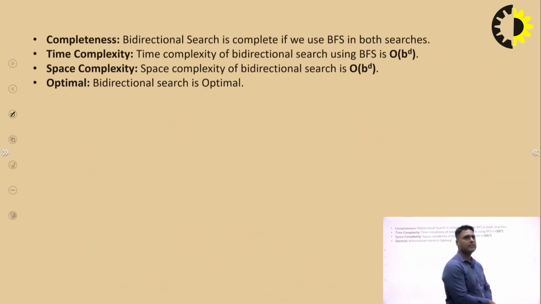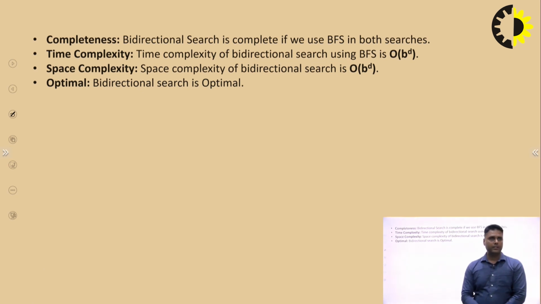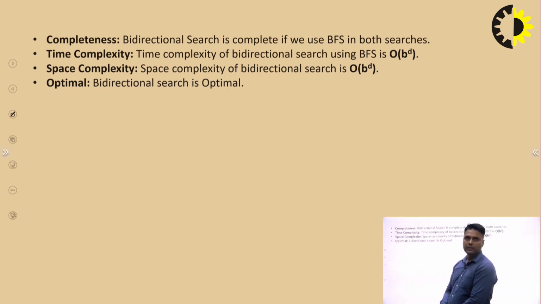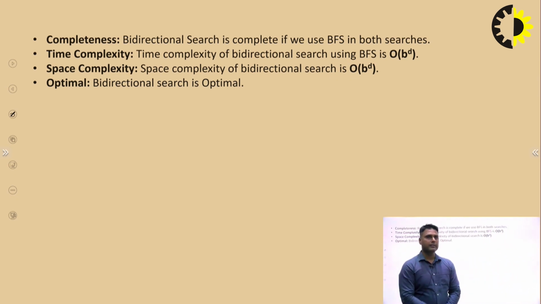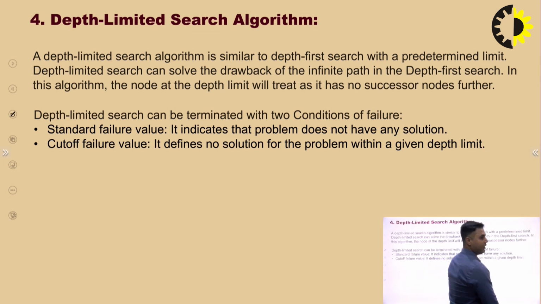Completeness: bidirectional search is complete if we use BFS in both searches. Time complexity of bidirectional search using BFS is O(b^d), and the space complexity is the same here. It is an optimal search technique. Next is the depth limited search algorithm.